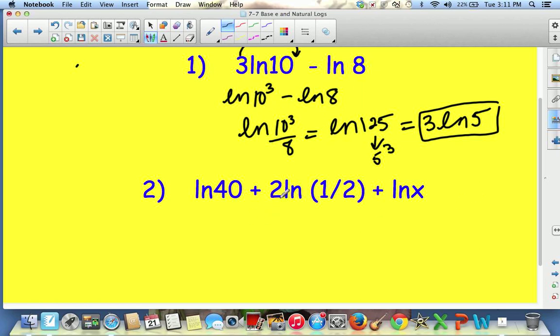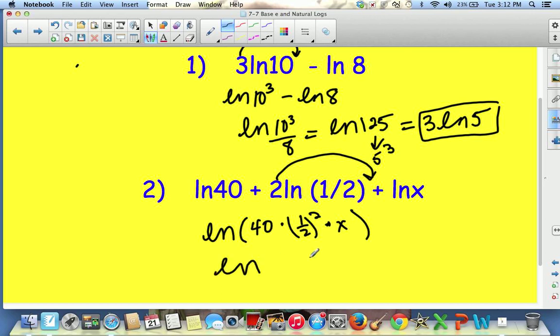The natural log of 40 plus 2 times the natural log of 1/2 plus the natural log of x. So it looks like we have a lot of addition signs, so that means we're going to multiply. Here we have an exponent, so that's going to come here. So when we're adding logarithms, we multiply the answers. We have 40 times 1/2 to the second times x. Go ahead and combine these.